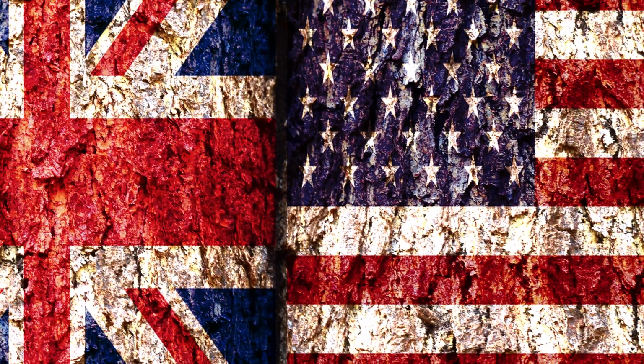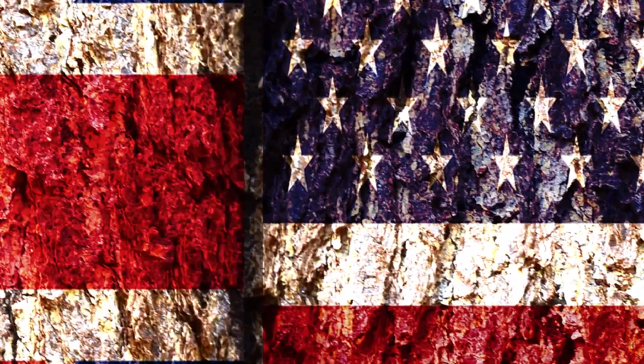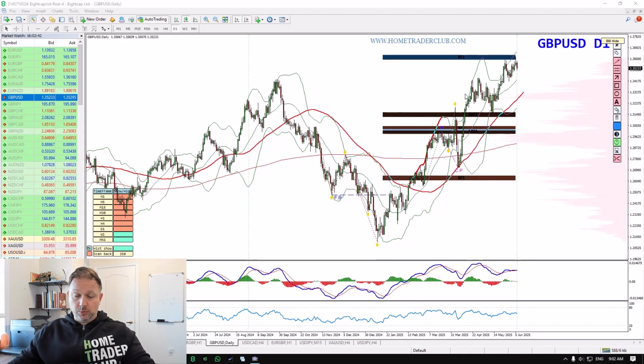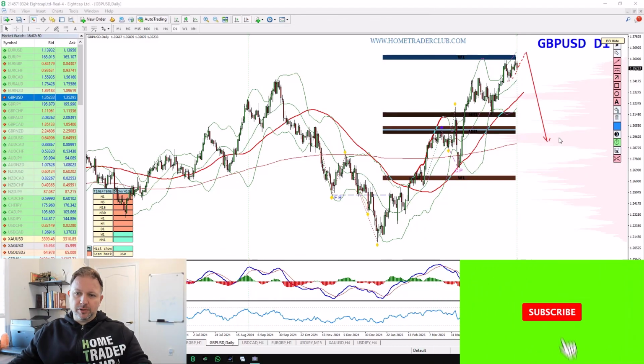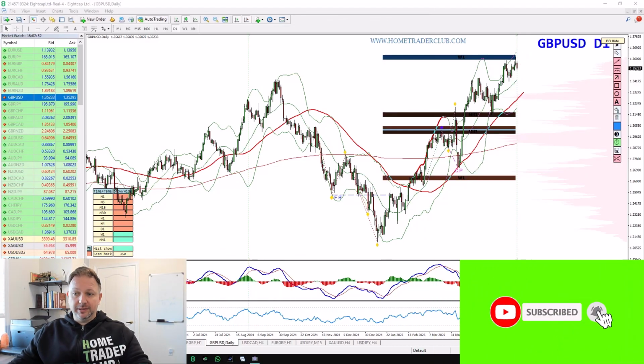Our next one, pound dollar. A quick follow-up on last week's discussion. We wanted to see the ideal scenario for the pound pushing one more peak before sellers take control. This peak is happening right now.